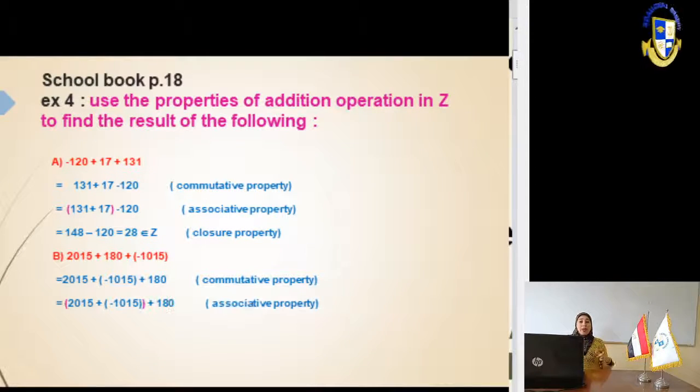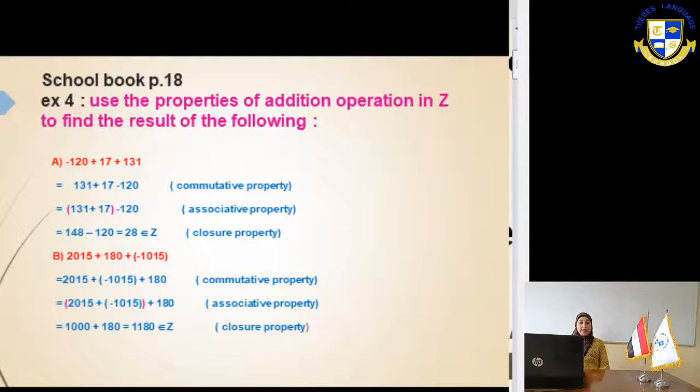Now, make a group from the first two integers. It will be the group of 2015 plus negative 1015, plus 180. This property is called the associative property. Find the answer from the bracket. It will be 1000 plus 180. The final answer will be 1180. This integer belongs to the integers, so we're using the closure property.